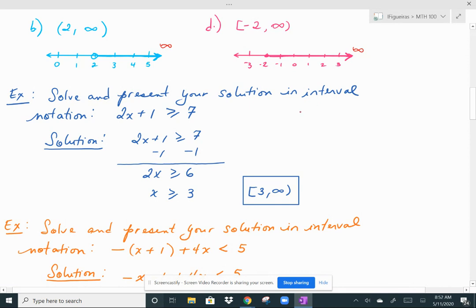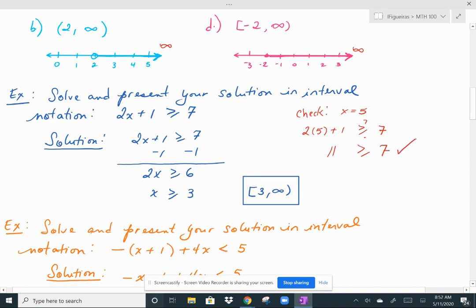So I'm going to pick a value greater than or equal to 3. I'm going to let x equal 5, and I'm going to plug that into the inequality. So is 2 times 5 plus 1 greater than or equal to 7? Well, this is 11. 11 is definitely greater than or equal to 7, so it checks out.